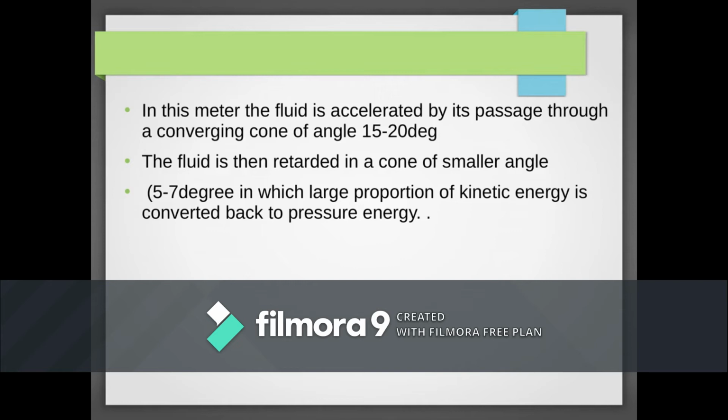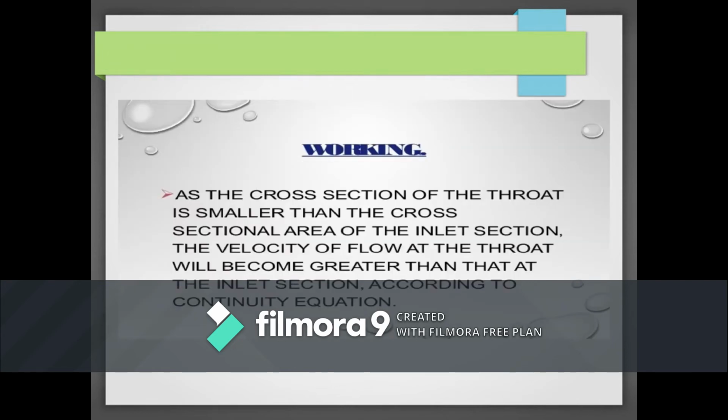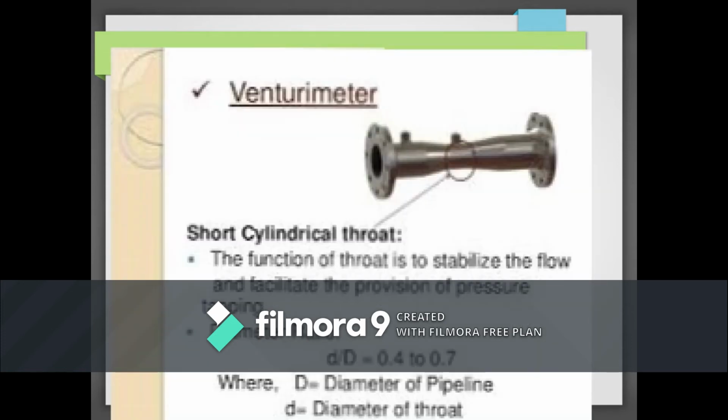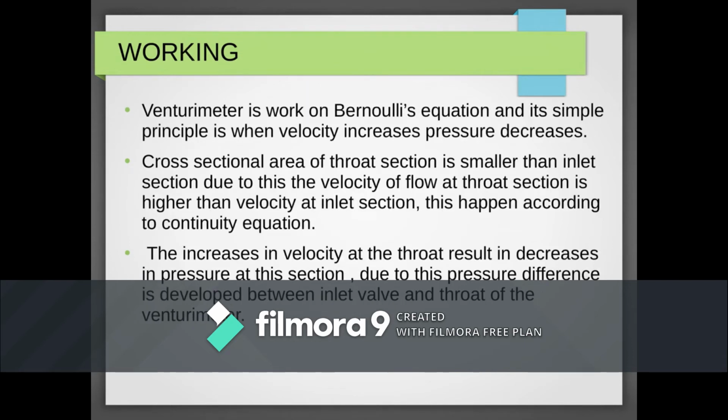Whereas we determine the rate of flow with the help of venturimeter by the equation Q is equal to Cd, the coefficient of discharge, into A1, the area of the inlet pipe, into A2, the area of the throat, divided by the square root of A1 squared minus A2 squared, into the square root of 2gH.